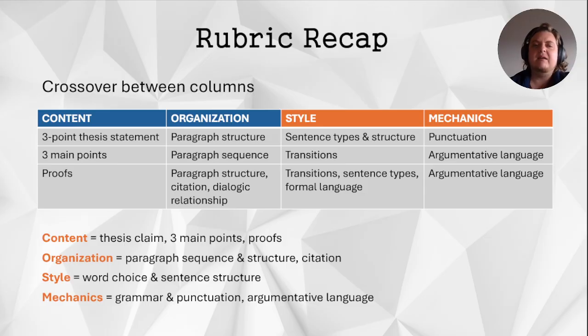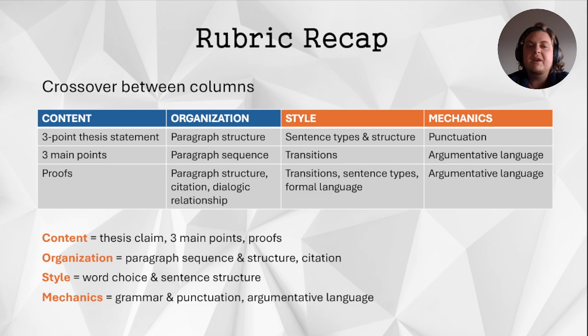Okay, so just to recap, I wanted to show some of the crossover between columns that I've hinted at, because while each week we're going to focus on different aspects of the rubric for the most part, there's a lot of crossover between these different units. For instance, when we were writing our 3-point thesis statements, not only does that affect your argument because you're stating your central thesis claim as well as the 3 points you're going to argue in your main body paragraphs, the content of the 3-point thesis statement also affects the structure of your overall essay.